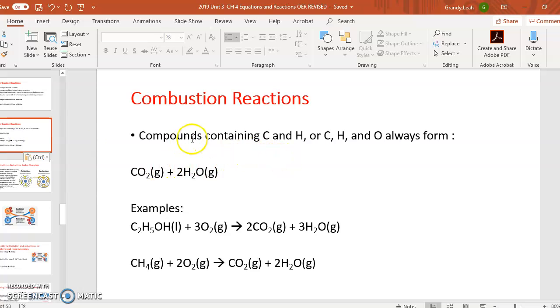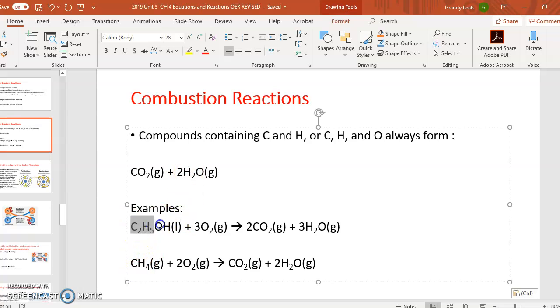So now I said hydrocarbons, but it is also possible to have other molecules that contain other atoms. So I said carbon and hydrogen. Well, here's an example of an alcohol. An alcohol contains carbon, hydrogen, and oxygen. And we know that alcohols are flammable.